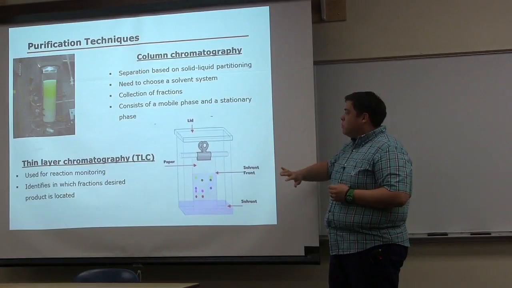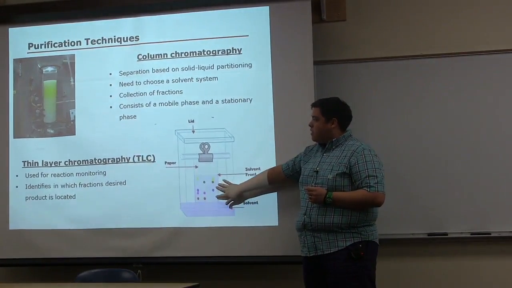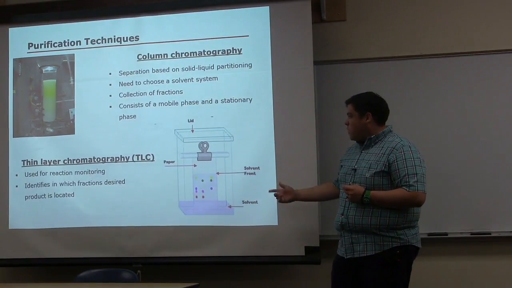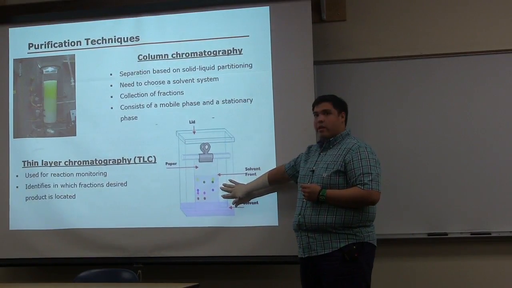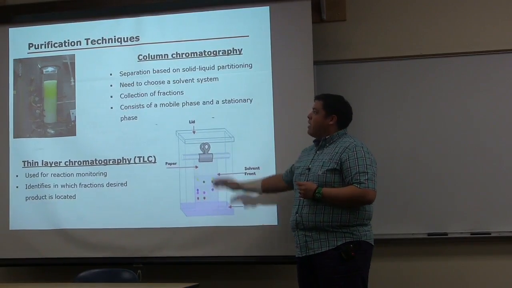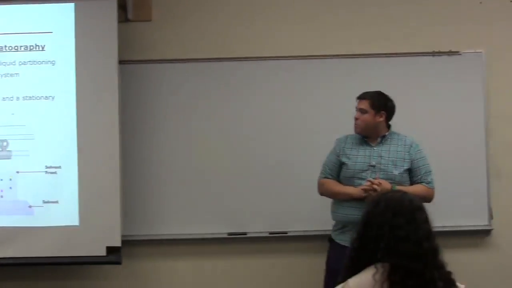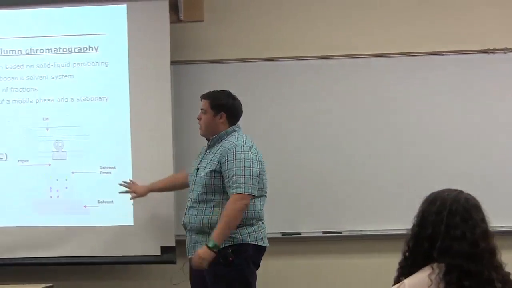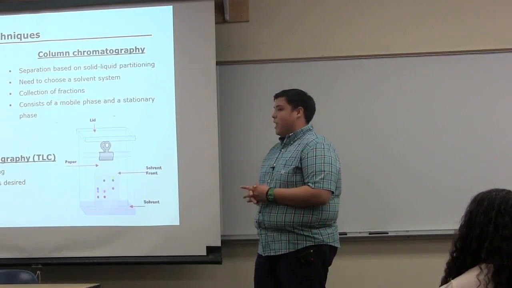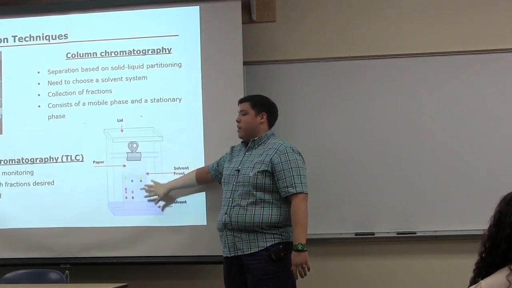In order to know how many compounds we have, we use a technique called thin layer chromatography, or TLC. According to the solvent system that you put in, you can see the different compounds separated, so you know how many compounds you have to separate when you use your column chromatography. This is also used to monitor the reaction. Sometimes we don't know how many hours or minutes the reaction will take, so we use this to see when the reaction is done.